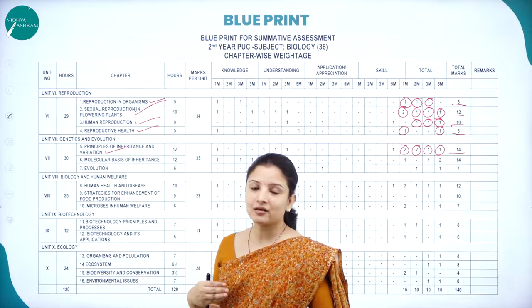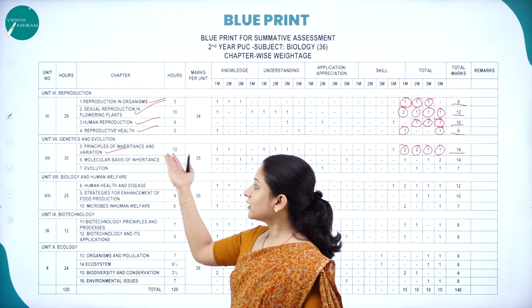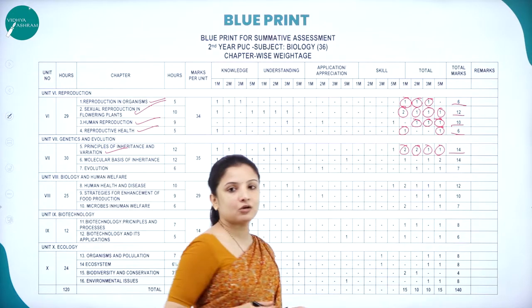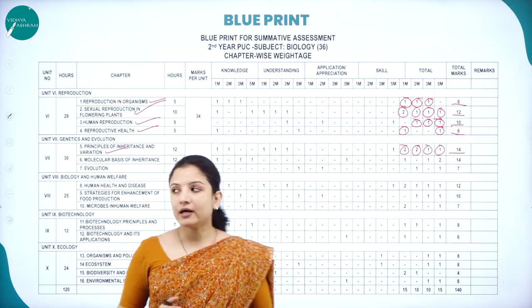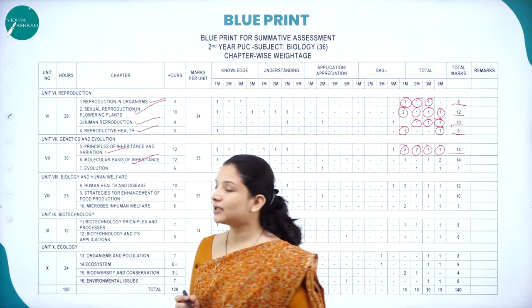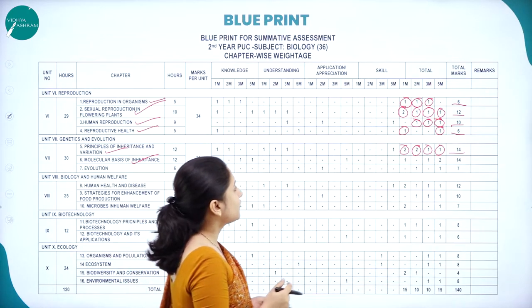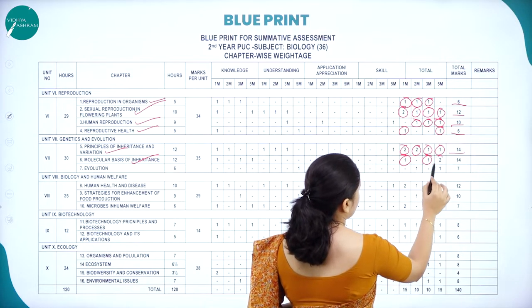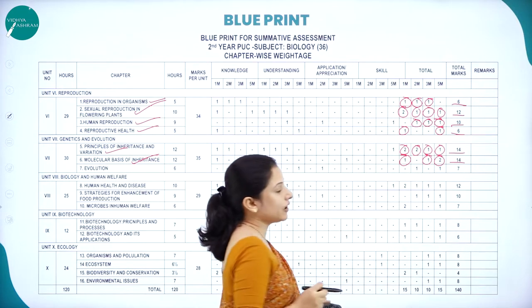The topics are like a puzzle there. So that is why, if you read this chapter, very easily you can get 14 marks out of it. And next, we have chapter 6, that is molecular basis of inheritance. From that, for 1 mark, 1 question, 3 mark, 1 question and 5 mark, 1 question, total weightage being 14.